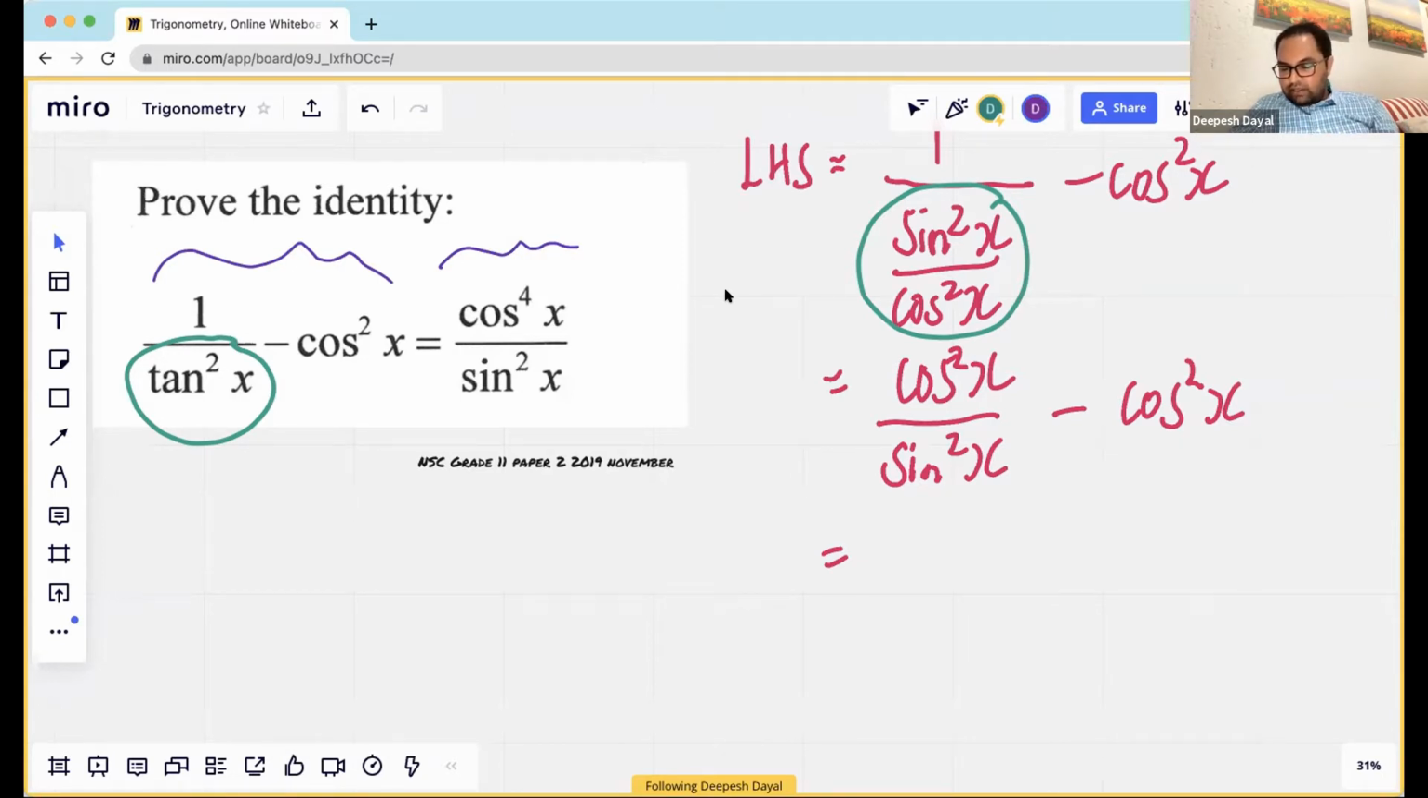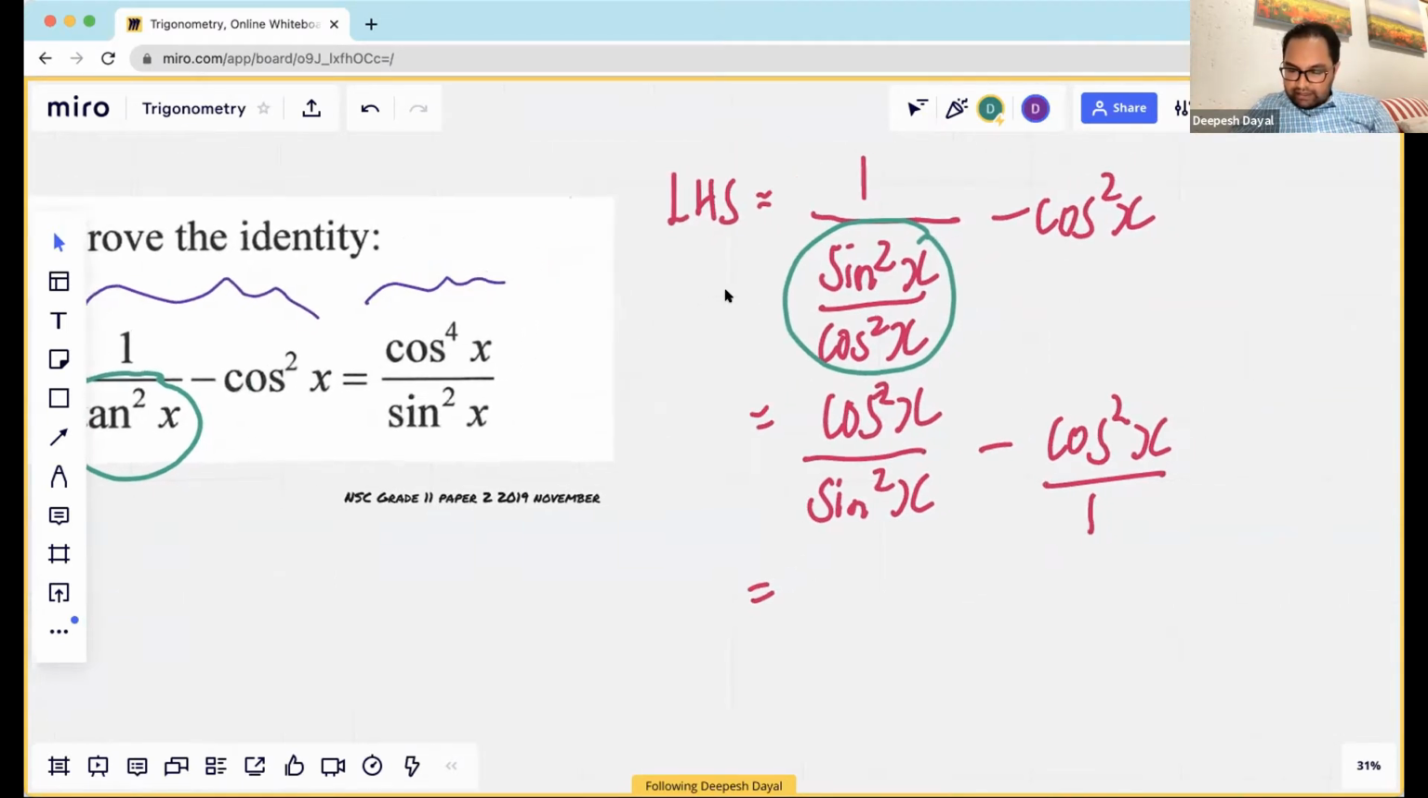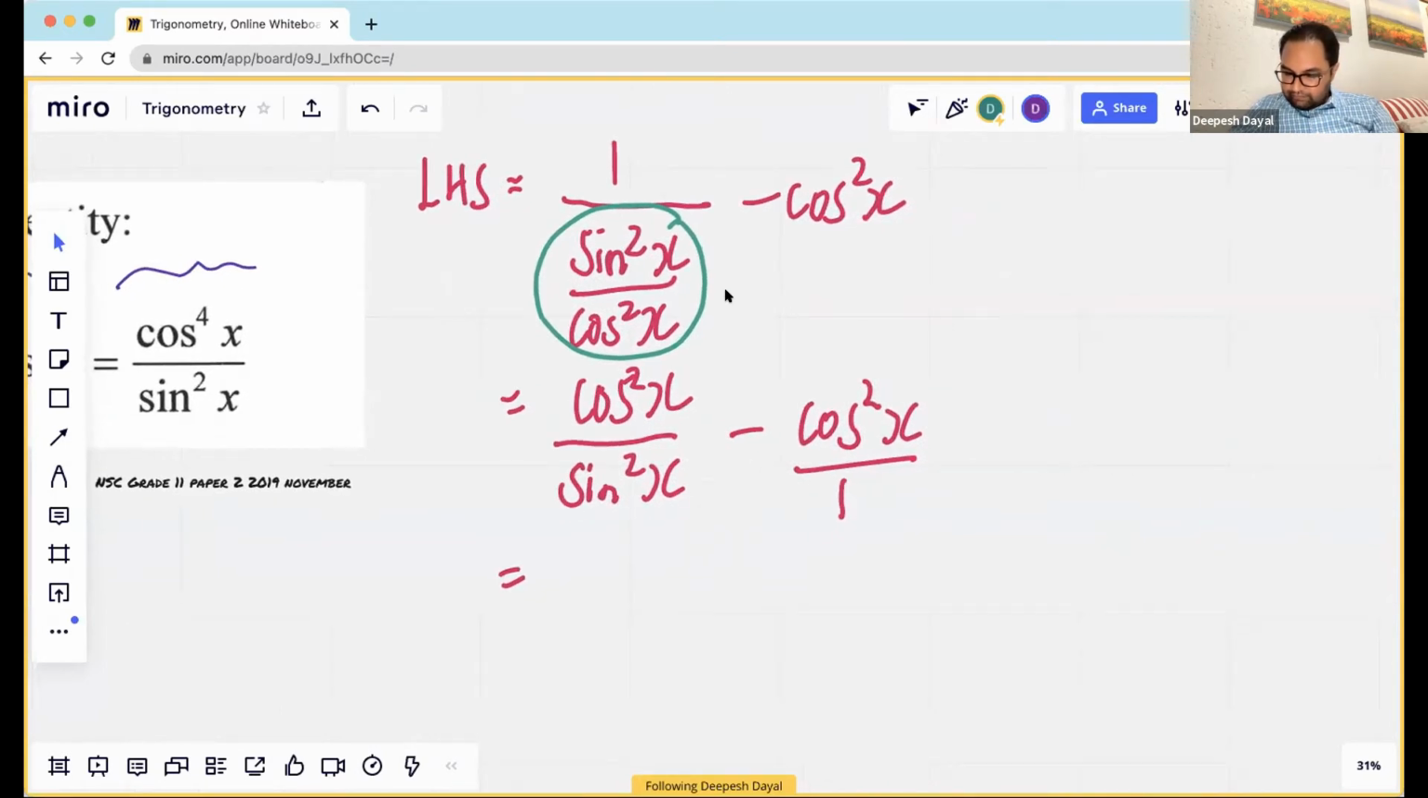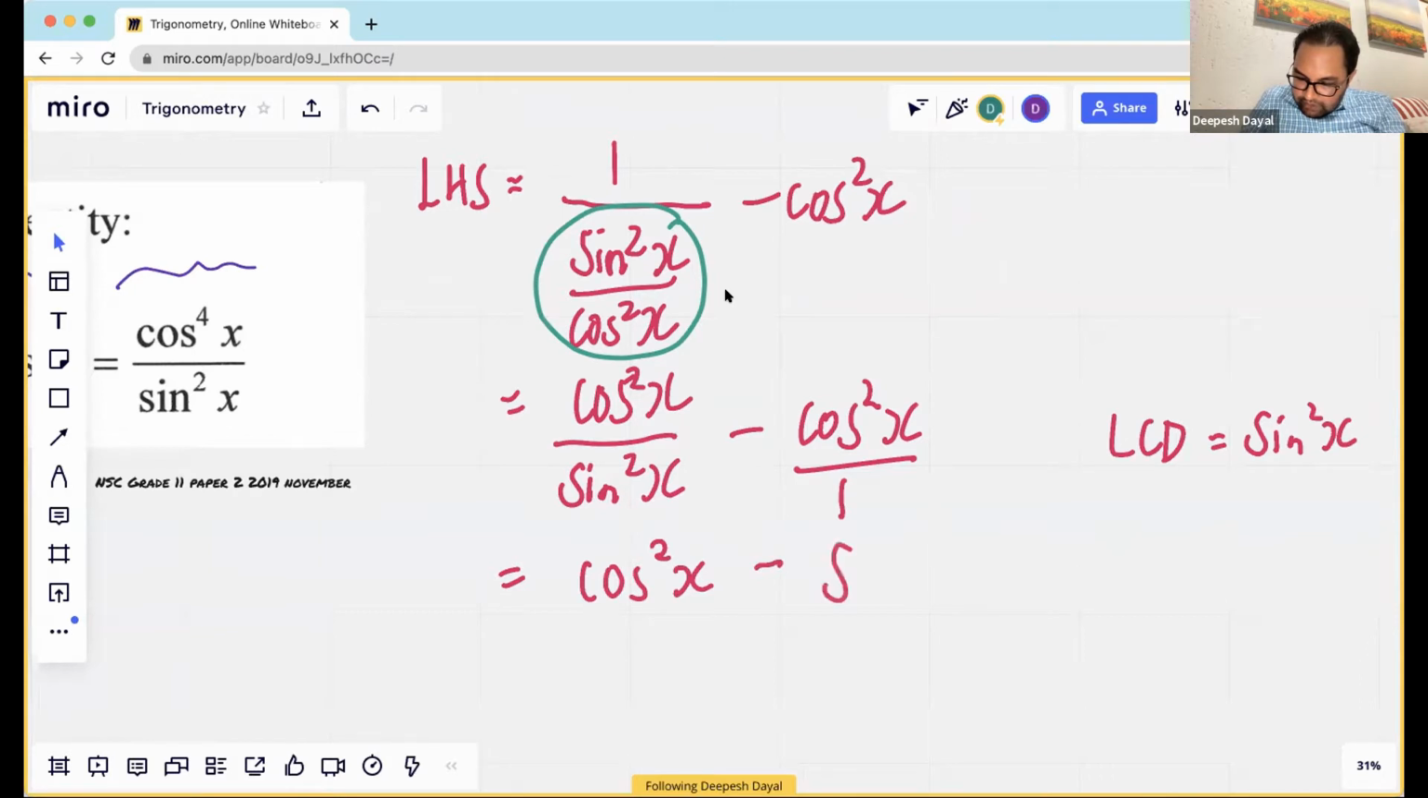Yes. So we've got cos squared x over sine squared x minus cos squared x over 1, as you said, Sinesipo, but we have to find an LCD here. What is the LCD, Sinesipo? The LCD here is sine squared x. Can you see? Yeah, I can see. So it's sine squared x, right? So if we have an LCD, the first one becomes cos squared x minus, and then because this one's 1, we're going to have to times it by the LCD. So it becomes sine squared x times cos squared x, and this is all over sine squared x.